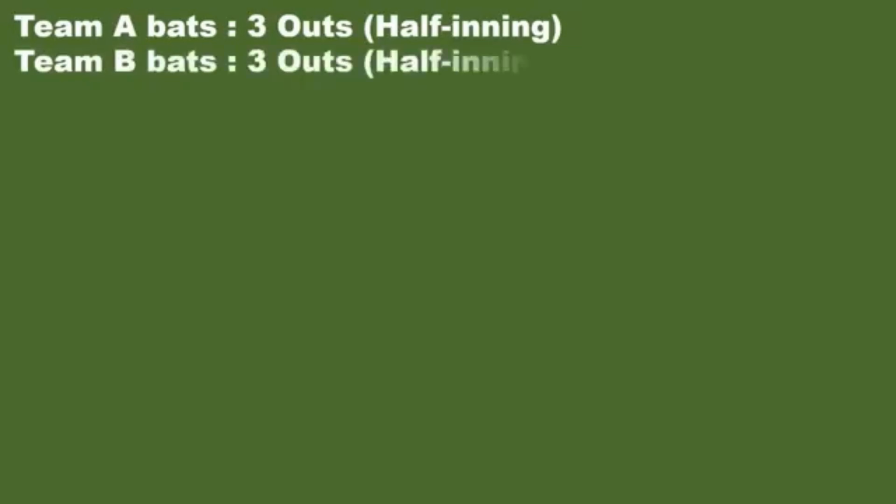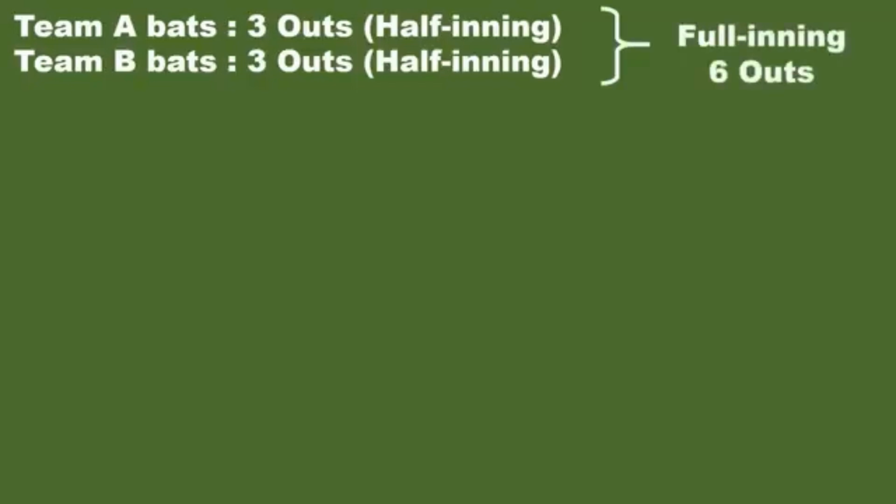When a team is batting, they get 3 outs. If a team gets 3 outs, their inning is over, and then the other team comes to bat and the first team would need to field. So then team B comes and bats. They also get 3 outs. These are called half innings. Combined, it's called 1 inning. So in 1 inning, they would have 6 outs.